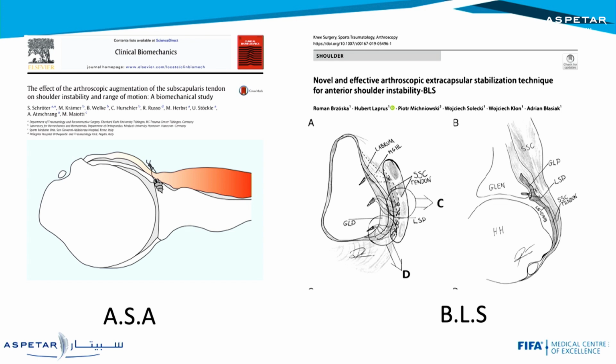The first one is ASA. Sometimes if your labrum is very atrophic, or probably absent, you can augment the superior part of the subscapularis tendon with the capsule and put it back on the glenoid part. This is the ASA technique, which was described by Italian surgeons, and the Romans also described the BLS technique, the augmentation of the middle glenohumeral ligament with the inferior glenohumeral ligament. It's also a very useful and easy technique if you have an atrophic labrum or a very degenerated labrum.